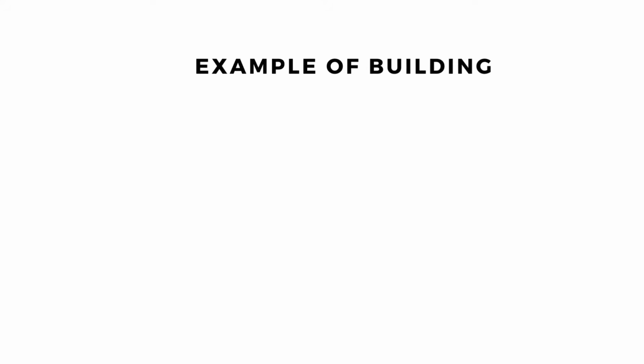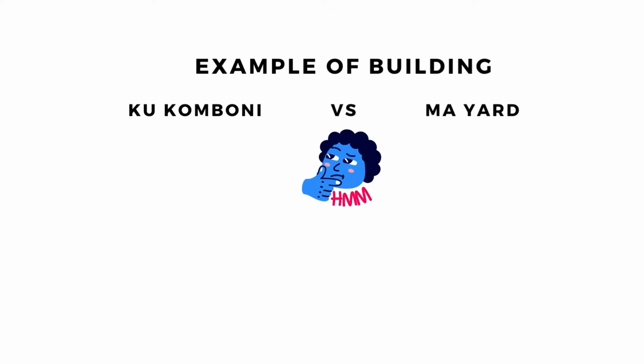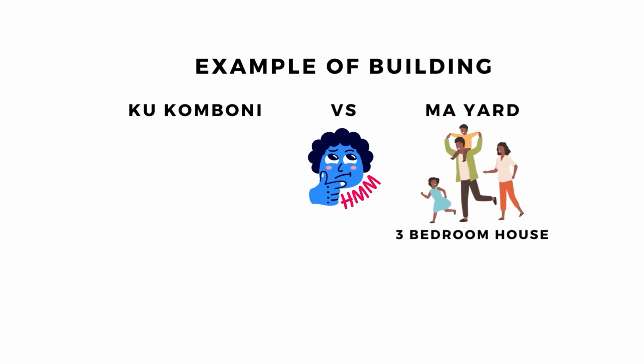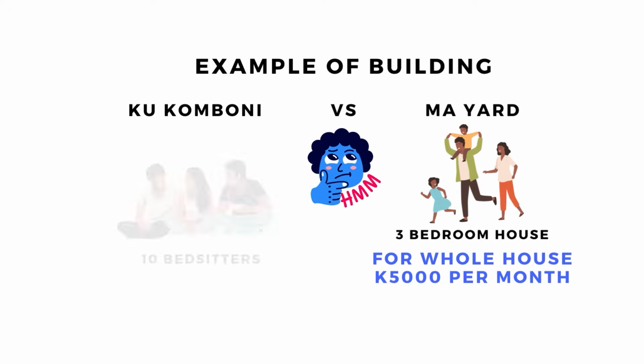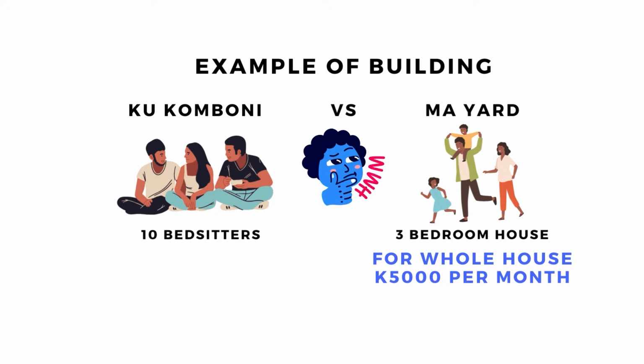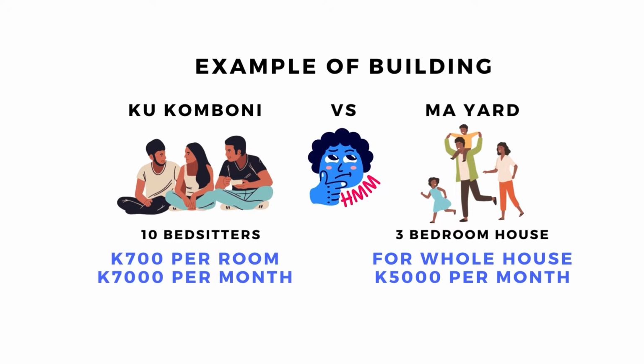Let's look at an example of building in the compound versus midadada. Suppose you build a 3-bedroom house, midadada. An entire house will go for around 5,000 kwacha per month. Suppose you use the same amount of money to build a block of 10 bed-sitters in the compound and charge, say, 700 kwacha per room. That translates to 7,000 kwacha per month.